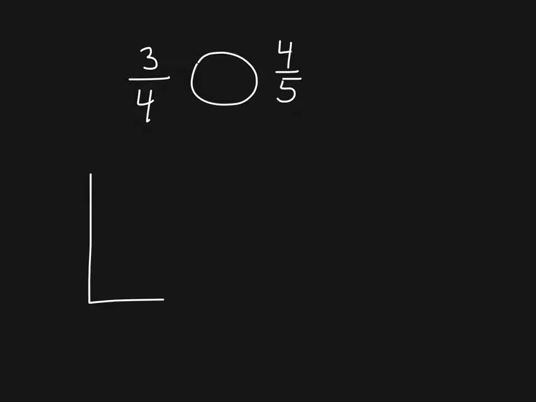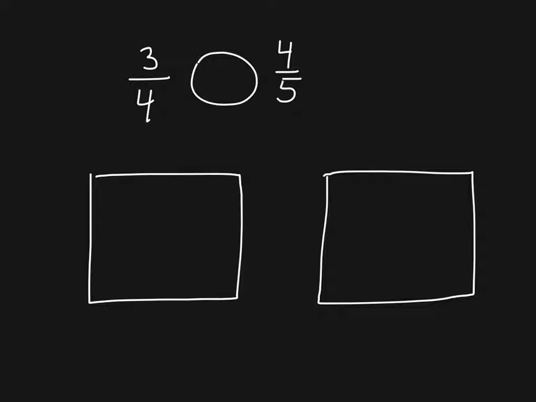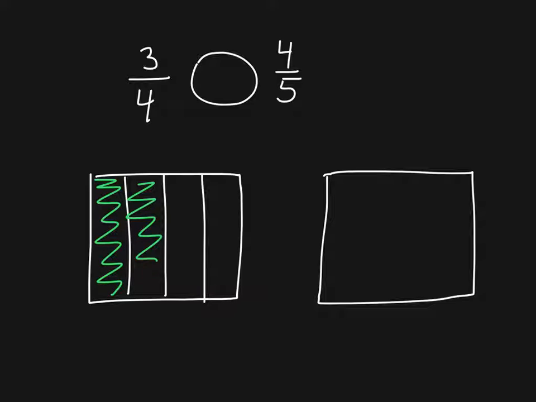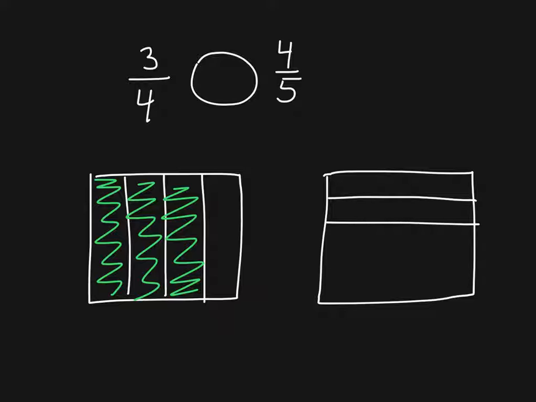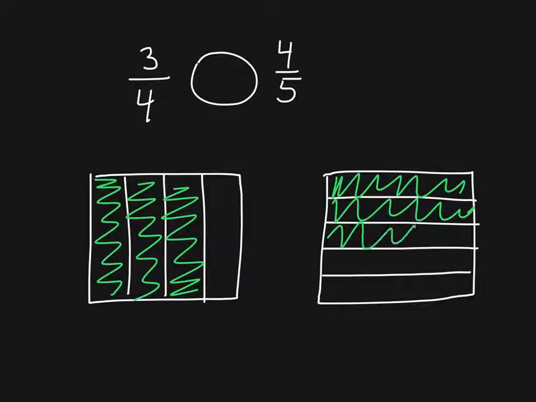So the first thing I'm going to do is draw two pictures of what these fractions look like. So this fraction I'm going to turn into 3/4. So here are my fourths. I'm going to shade in 3 of those. And you'll notice that I drew my bars vertically, up and down. For the other one, I'm going to create my tape diagram for 4/5, but instead of drawing them vertically, I'm going to make my fifths going horizontally, and I am going to shade in 1, 2, 3, 4 of them.